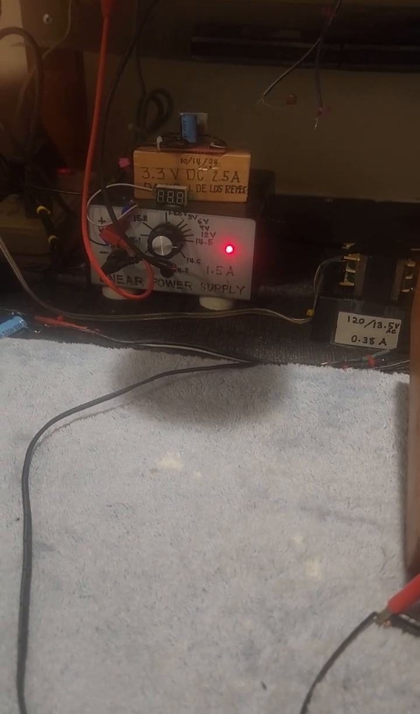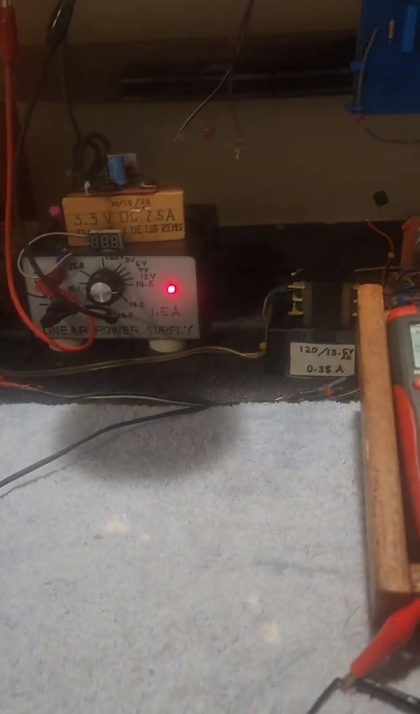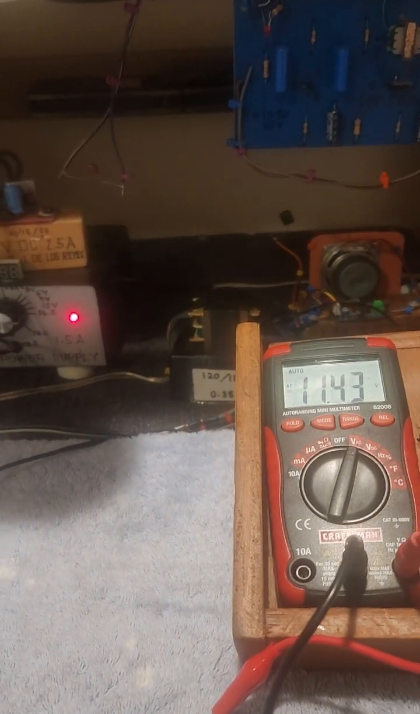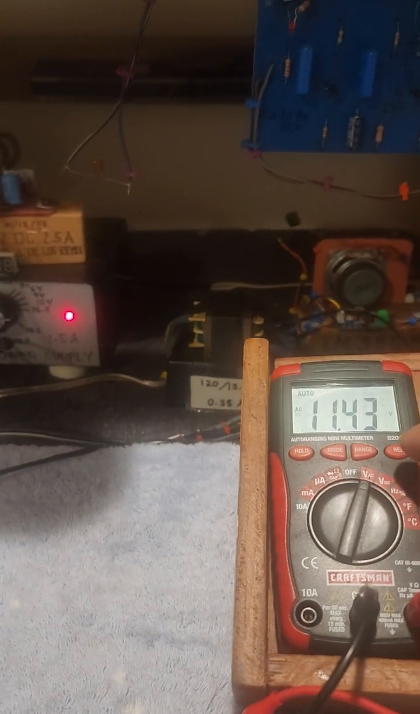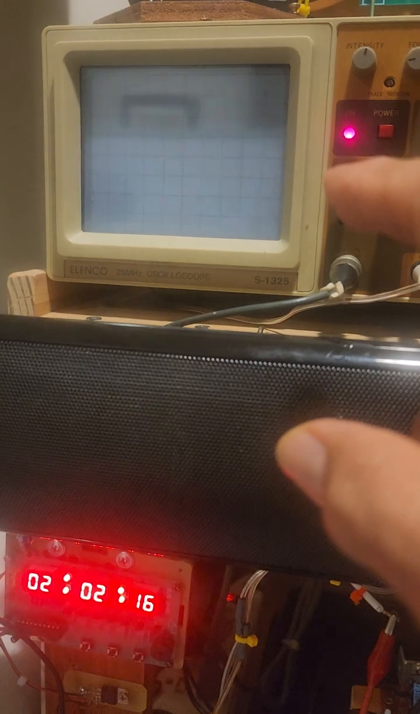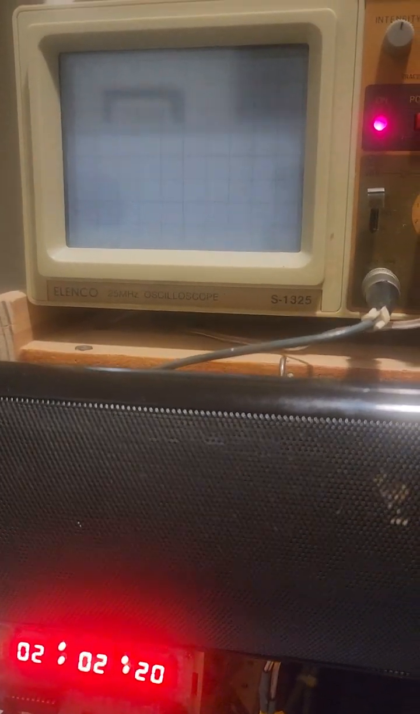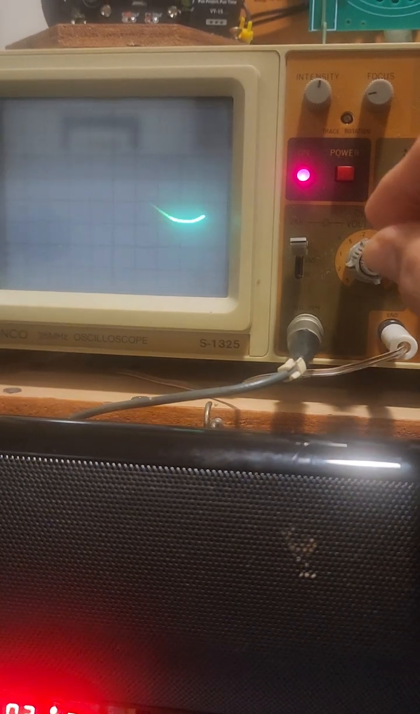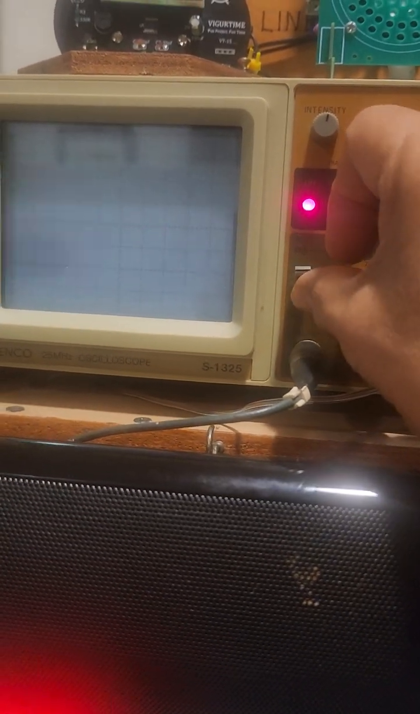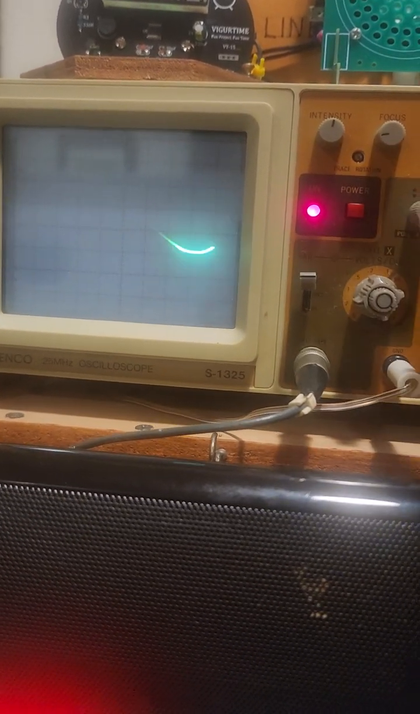There will be a graph that will be coming out on the oscilloscope since it is already connected to the output terminal of the transformer. Like what I said, the reading is 11.43 volts AC. So how do we know if the reading that comes out on the oscilloscope is 11.43? The first thing that we will do is to put the signal terminal on the AC.